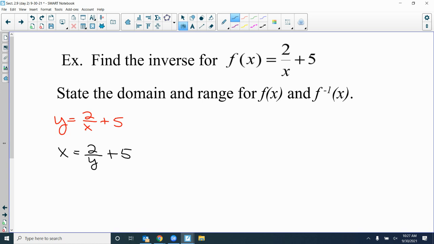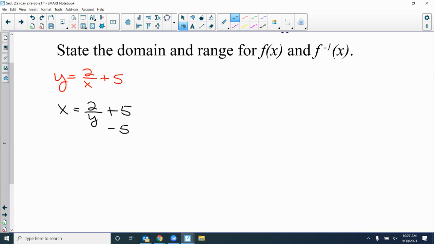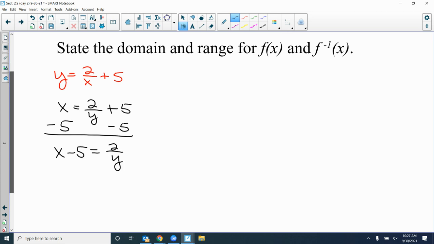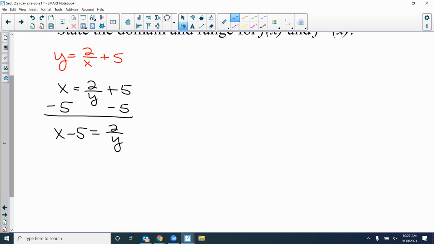All right, what's your initial thought? Matthew? Subtract 5. Okay, subtract 5. Anybody else think something different? You could also multiply by y. We're eventually going to have to, but probably subtracting 5 is the best way. Gives me x minus 5 equals 2 over y. All right, from there, Ollie, what do you think? Multiply both sides by y. Yep, multiply both sides by y.